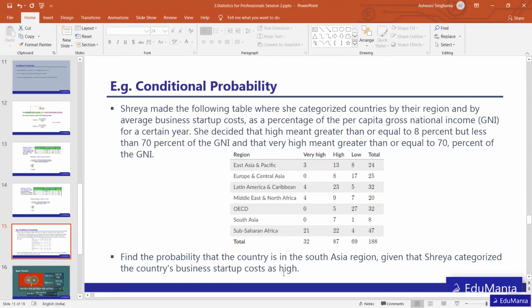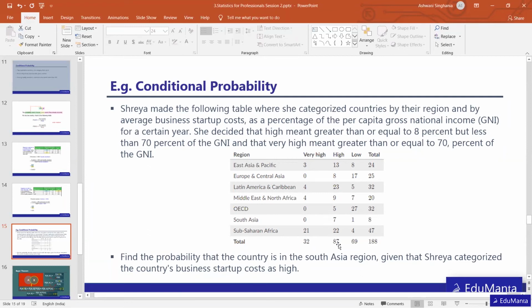Is the answer 0.08? Just a second, I think so. Yeah, that is the right answer. So we can see what is already given. The question says find the probability that the country is in the South Asia region. We have to find the probability for the country that is in the South Asia region, given that the business startup cost is categorized as high.